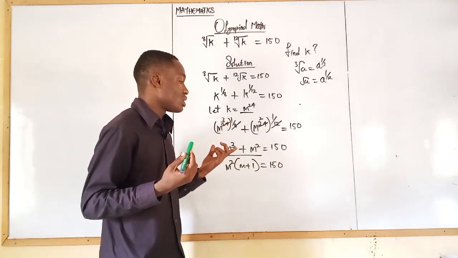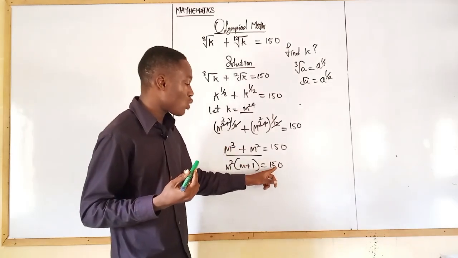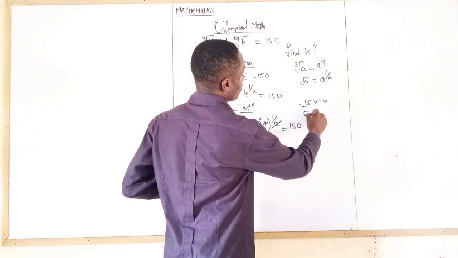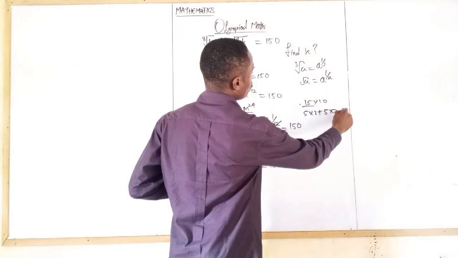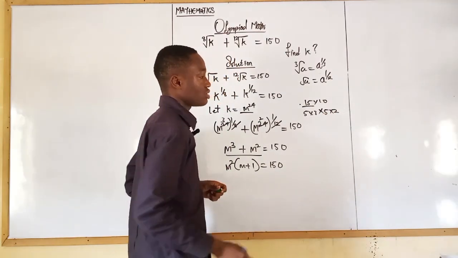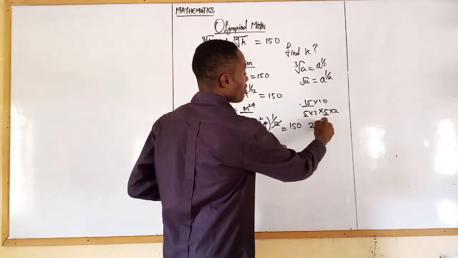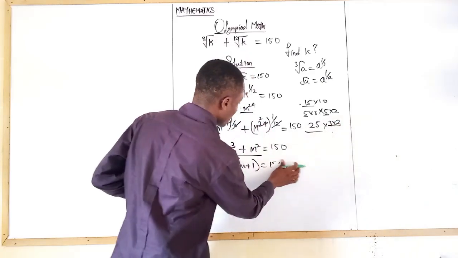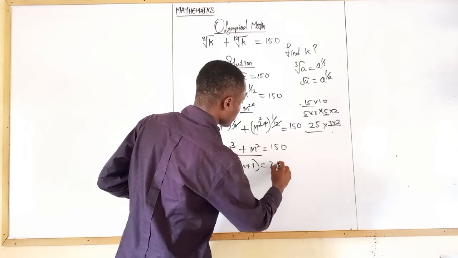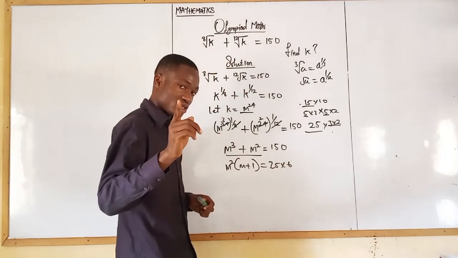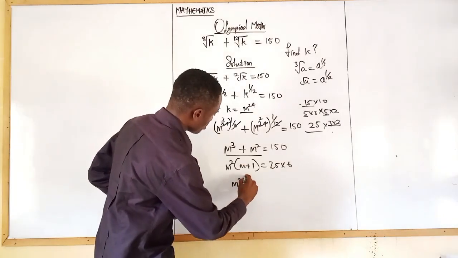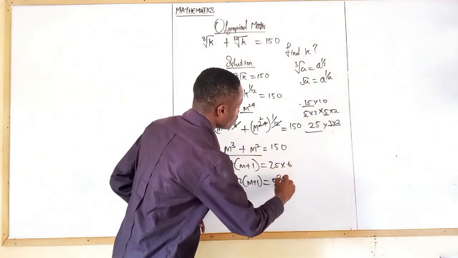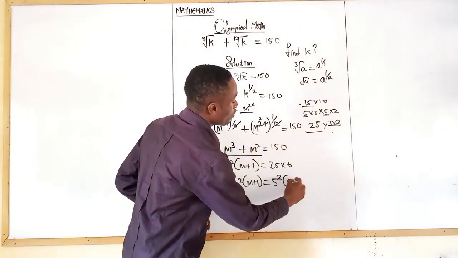Yes, it's possible. Now, let's try to look for the highest common factor of 150. I can express it as 15 times 10. This gives me 5 times 3 times 5 times 2, right? Now, this is 5 and 5. That means 25 is the highest perfect square, times 3 times 2, which is 6. So I can express this as 25 times 6. So I have m squared, bracket m plus 1, equals, I can express it as 5 to the power of 2, bracket 5 plus 1.